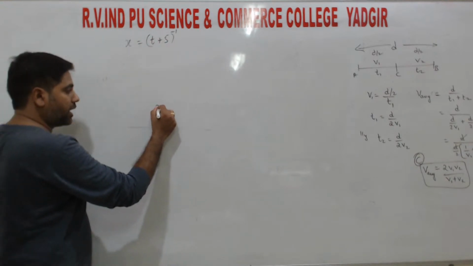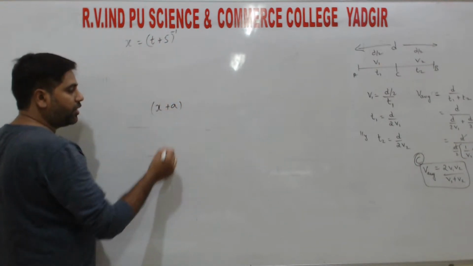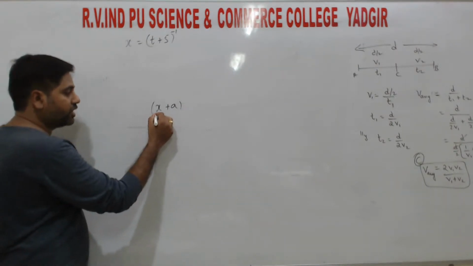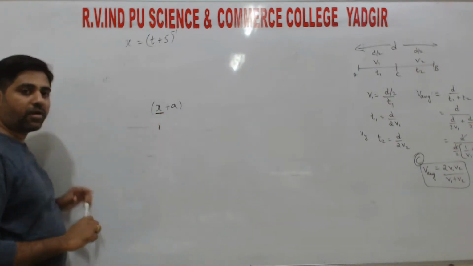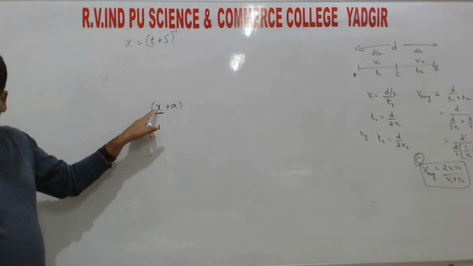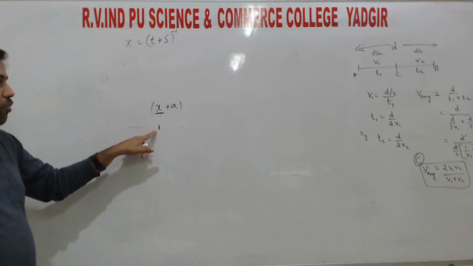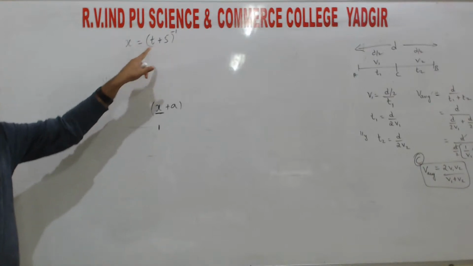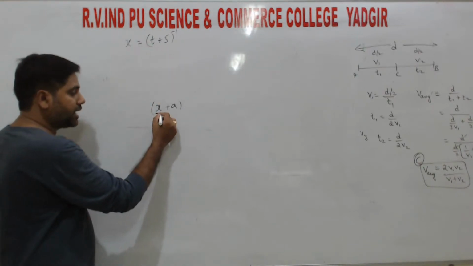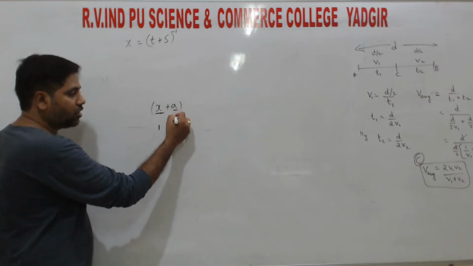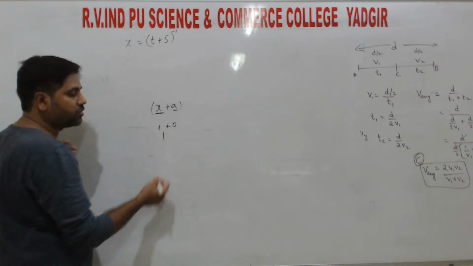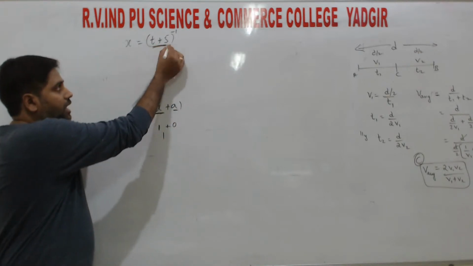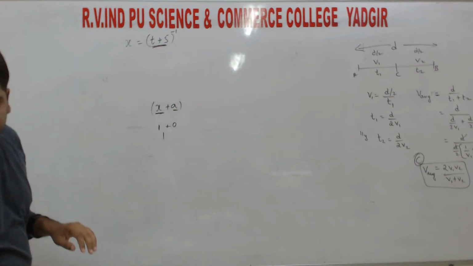In maths, x plus a: if we differentiate x plus a, we get 1, and if we differentiate only x, we also get 1. If we differentiate x plus a, then also you get 1. Hence we consider this one as one term, because if we differentiate x, we get 1, and if we differentiate a constant, we get 0. So 1 plus 0 is again 1. Hence we consider this as one term.